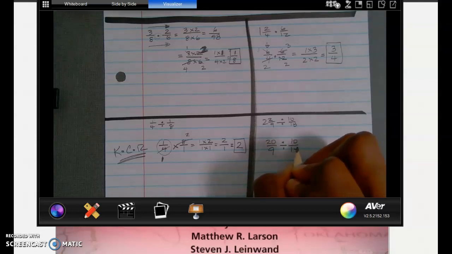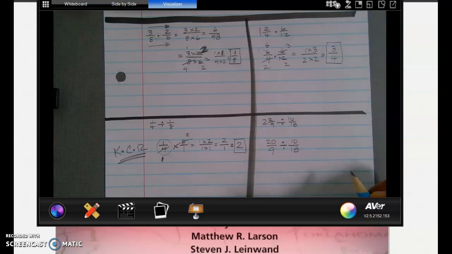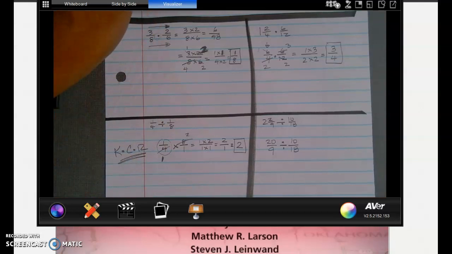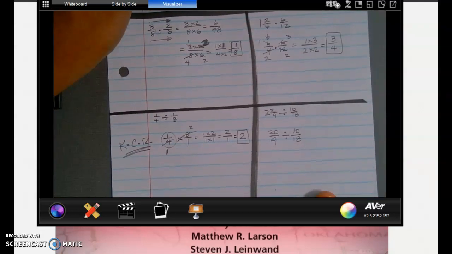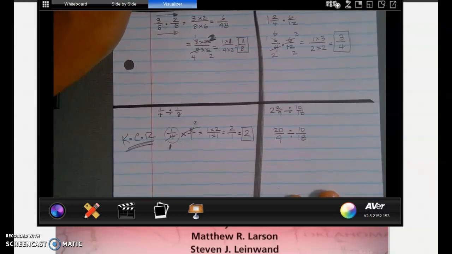Now, you ask yourself, Mr. Moore, how come you just don't do KCR right then? The reason that I don't do KCR right then is because I want to make sure that I have everything that I need without trying to do 2 steps in one, because what happens when you are hurriedly trying to get things done? That's right, you make mistakes, okay?